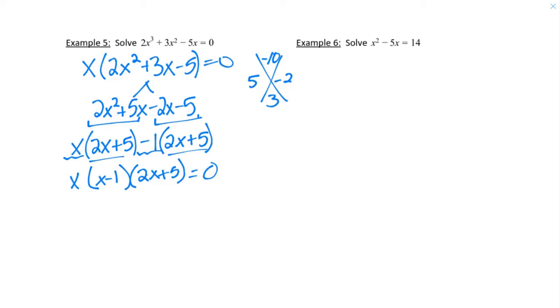So right now we have 3 terms. We have x times x minus 1 times 2x plus 5 equals 0. We know that one of those 3 things must be 0. Now this one, x could be equal to 0, so we need to consider that solution as well. So we're actually going to extend our zero product property to involve 3 different possibilities. So we know that either x has to be equal to 0, or x minus 1 has to be 0, or 2x plus 5 would be equal to 0.